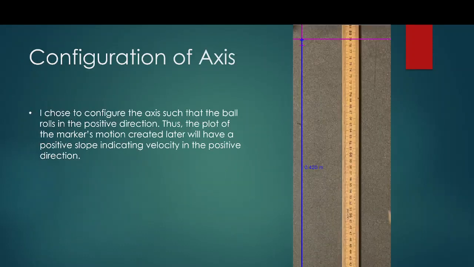In configuring the axis through Tracker, I chose to have the marker roll in the direction of the positive axis. It seemed more intuitive to do this, so I will have positive velocity and positive distance, or positive displacement. It seemed a lot cleaner than the other alternatives, so the marker rolls towards positive infinity in this axis.